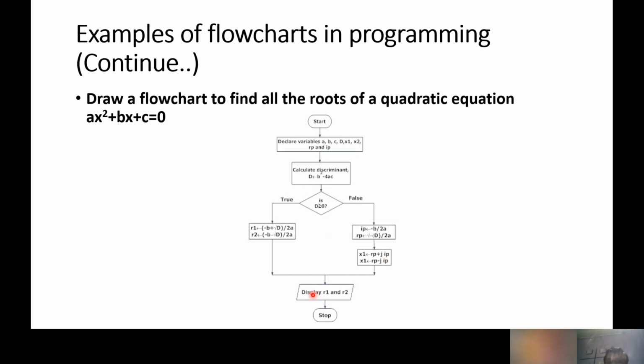Fine. So at the end, we may have two roots, r1 and r2. Here r1 is minus b, all other things are the same. This is the equation only. r1 is equal to minus b plus root d divided by 2a. So what is d? That is the delta: b square minus 4ac, right?